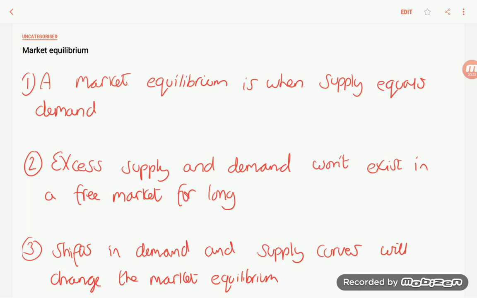In a free market, supply and demand determine the equilibrium price and quantity. This free interaction of supply and demand is known as market forces. The equilibrium point can be found at the point where the supply curve and the demand curve meet. We're going to see this now on the screen.